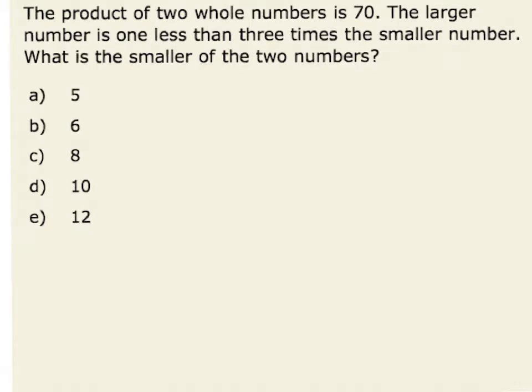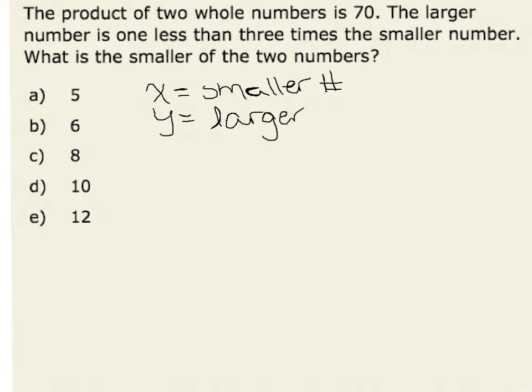I am going to define my variables and let x be equal to the smaller number. I'm going to let y be equal to the larger number. I now know that if I take the product of these two numbers, or x times y, I am going to get 70. I also know that my larger number y is 1 less than 3 times my smaller number. So I would find y by taking 3 times x and subtracting 1.